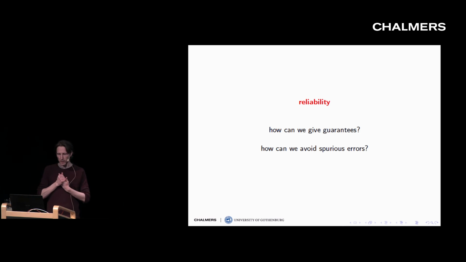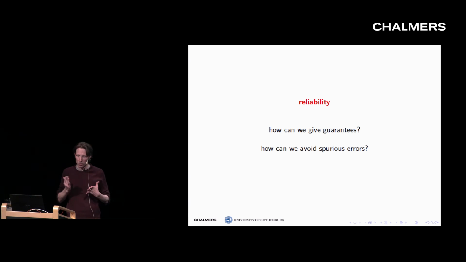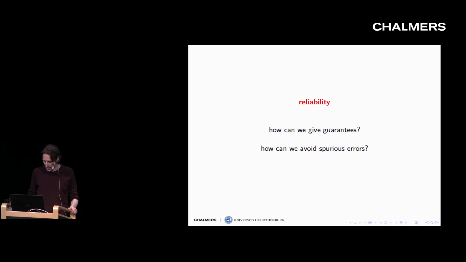Another challenge is reliability, and so how can we make systems that don't fail completely randomly? Is there a way to make systems that will know beforehand when they are going to fail?